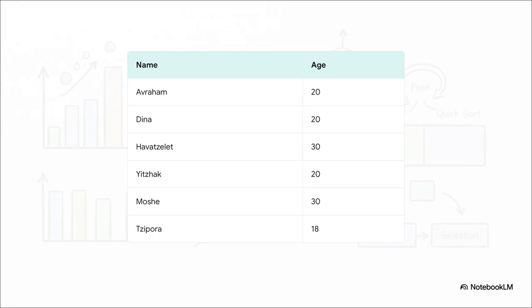Now pay attention to the original list here. It's already kind of sorted alphabetically by name. See how for the 20-year-olds we have Avraham, then Dina, then Yitzhak? That's their original order. Remember that.